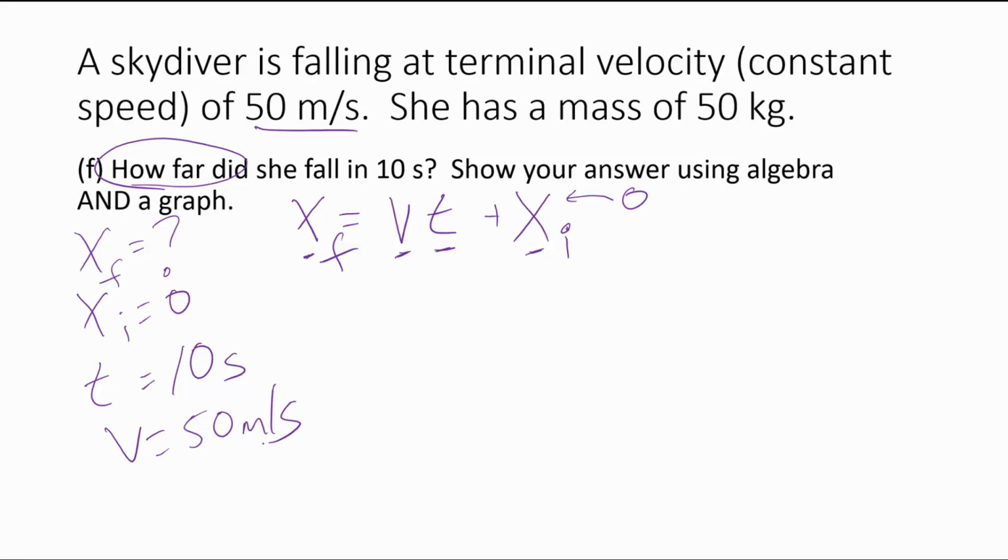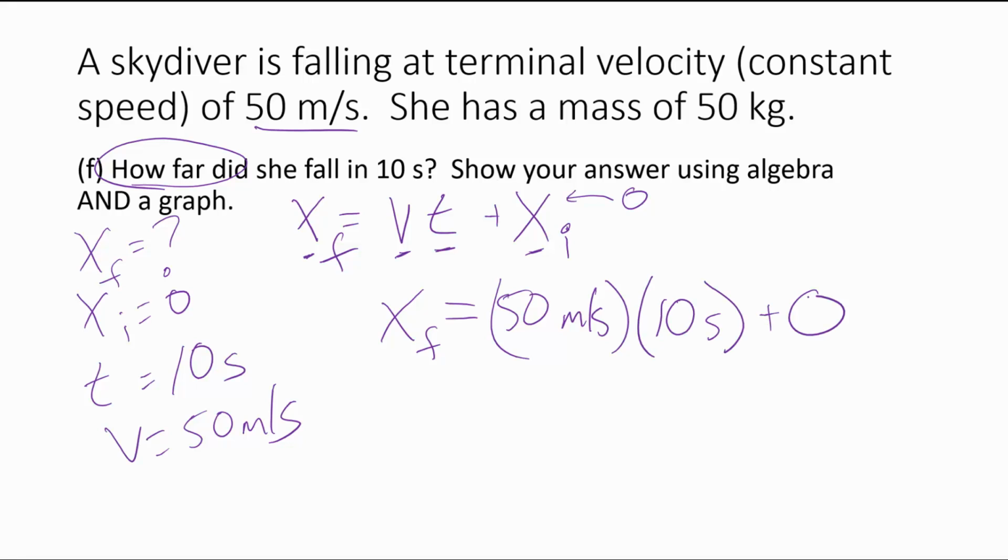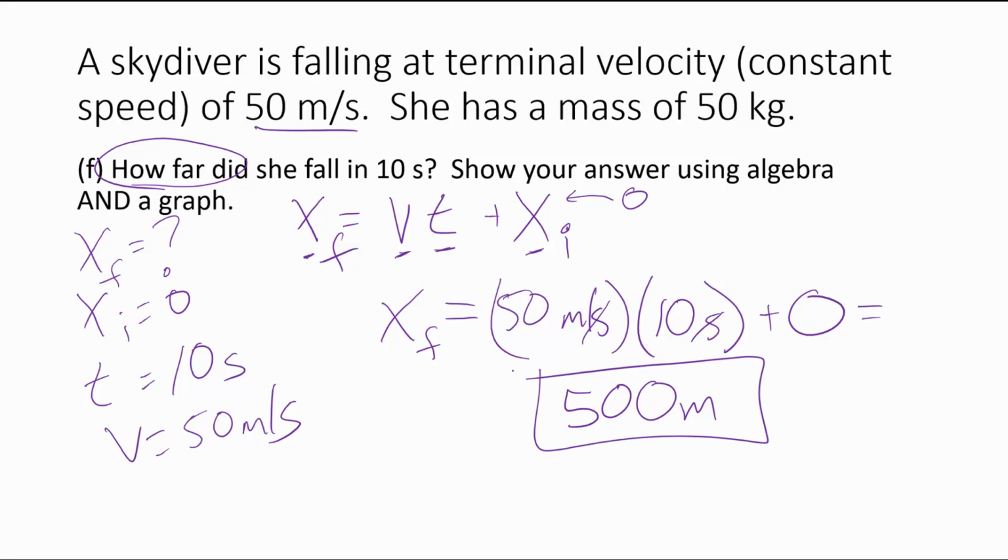Okay, so now let's go ahead and plug those numbers in. So we're trying to find XF, we're going to leave that there. And then our velocity is 50 meters per second. And we want to know how far she fell after 10 seconds. And we're going to call initial position 0. And we see we've got 500 meters. And seconds end up canceling. Got lots of 500s going on in this problem. Okay, so in 10 seconds, traveling at a constant speed of 50 meters per second, she's going to go 500 meters.